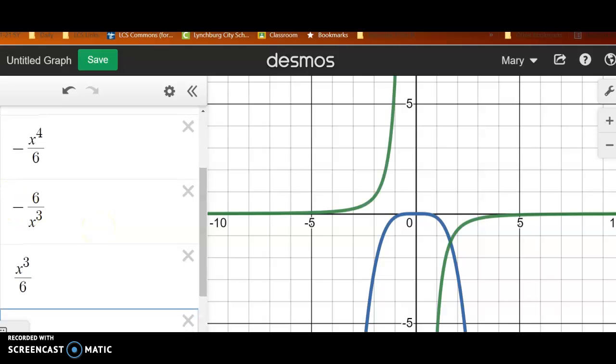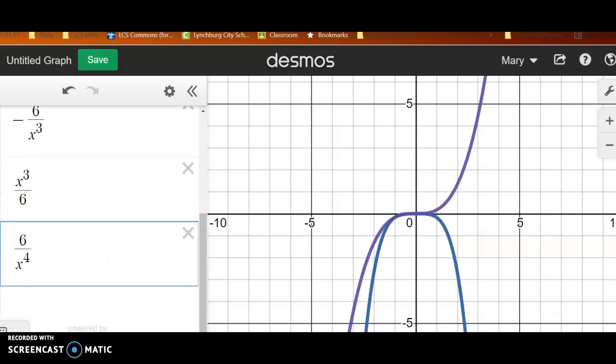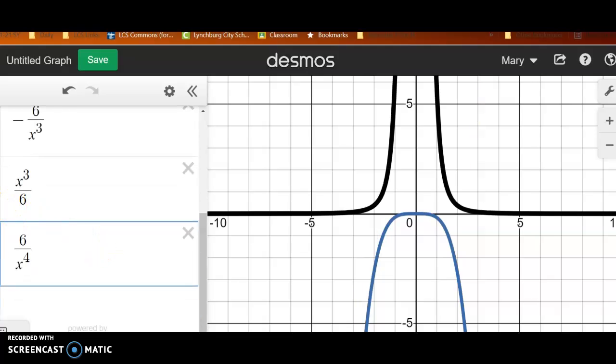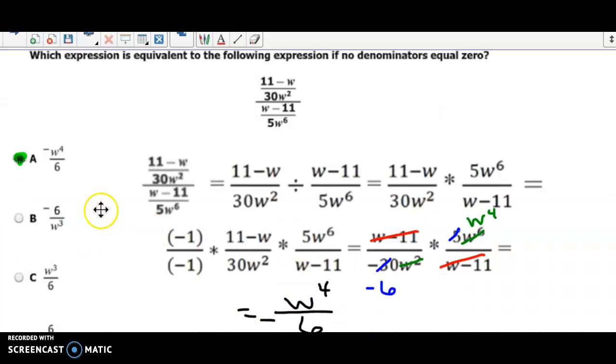This is choice B. That doesn't match. This is choice C. The purple one doesn't match. And choice D. That doesn't match. So our answer choice, again, from what we worked out and from what we plugged into Desmos, would be answer A.